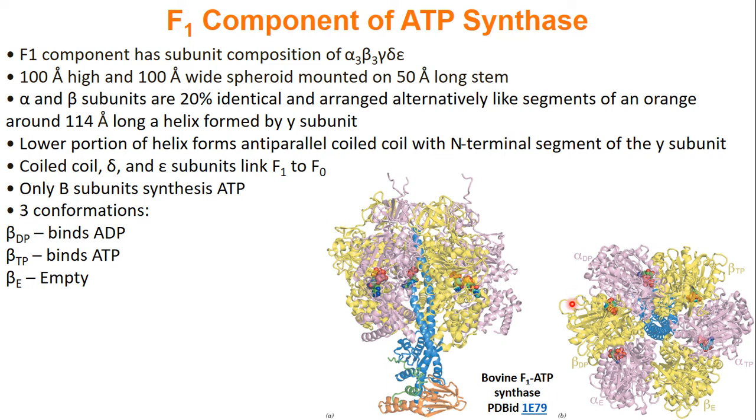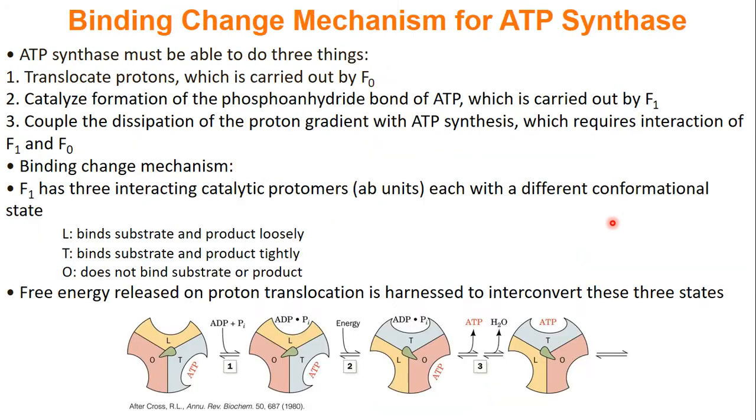Now beta subunits, these are the things that are going to make ATP for us, and we have three major conformations that we care about. They're called DP, which is binding ADP, TP, which is binding ATP, and E, which is empty. So finally, in biochemistry, we have letters that make sense to what we're actually doing. And that's mainly because ATP synthase has been discovered relatively recently.